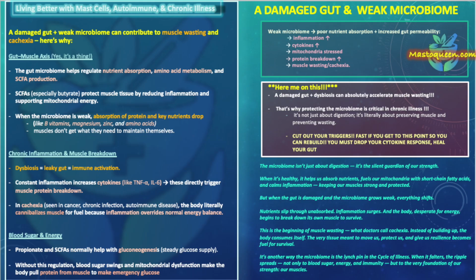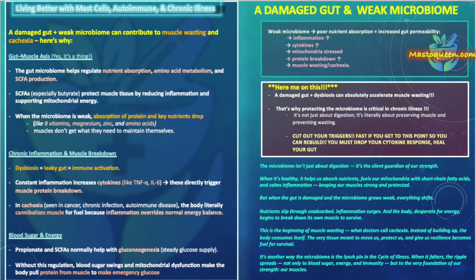So constant inflammation increases cytokines like your tumor necrosis factor alpha and your interleukin 6, and these directly trigger muscle protein breakdown. In cachexia, seen in cancer, chronic infection, autoimmune diseases, or mast cell disorders, the body literally cannibalizes muscle for fuel because inflammation overrides normal energy balance. When it comes to blood sugar and energy, propionate and short-chain fatty acids normally help with gluconeogenesis, which helps provide a steady glucose supply, or sugar. Without this regulation, blood sugar swings and mitochondrial dysfunction make the body pull protein from muscle to make emergency glucose.